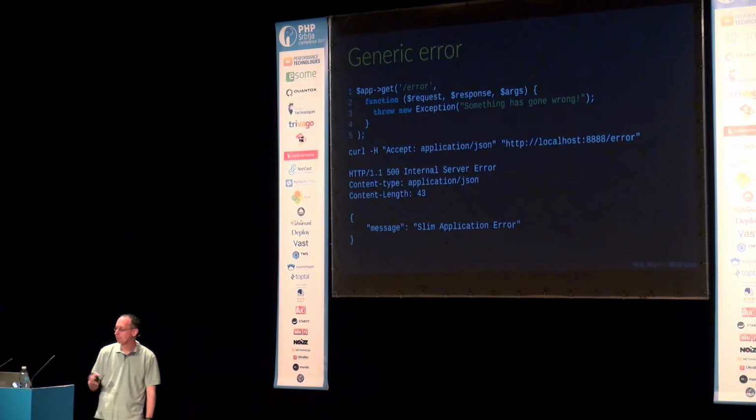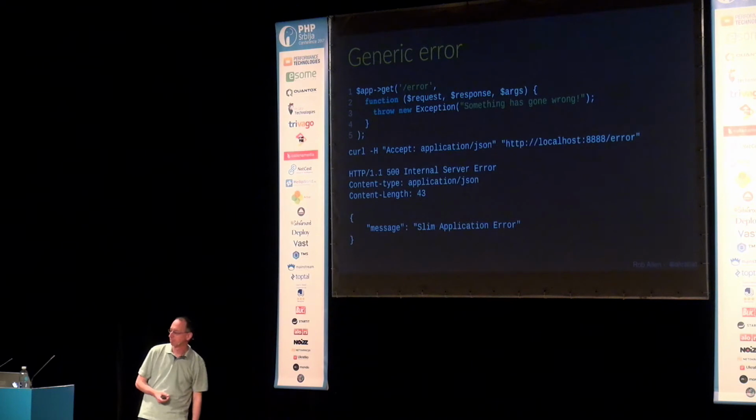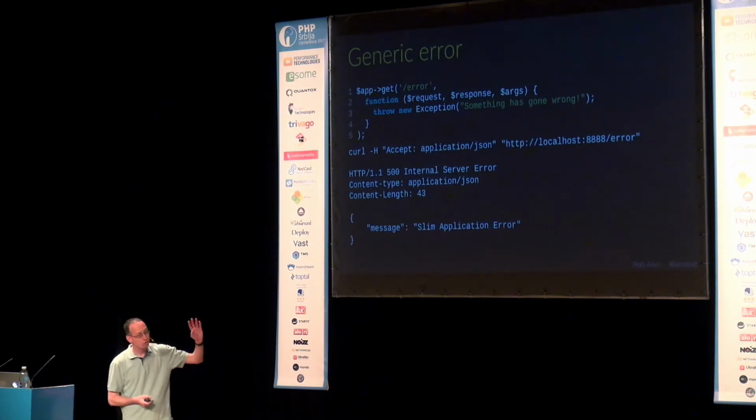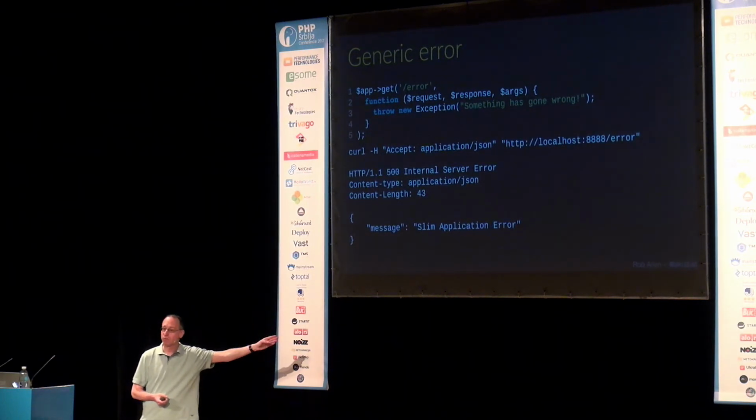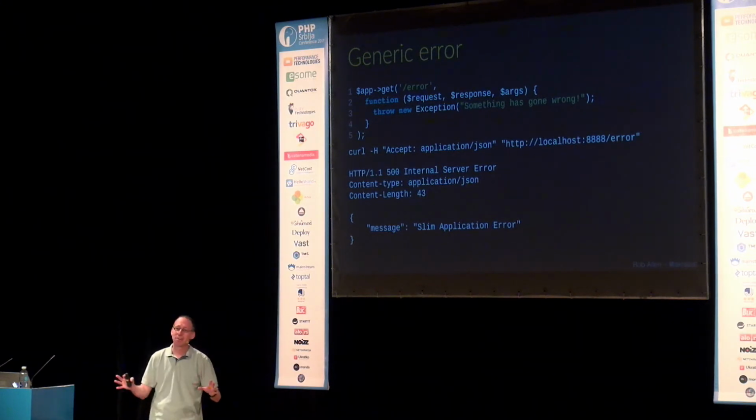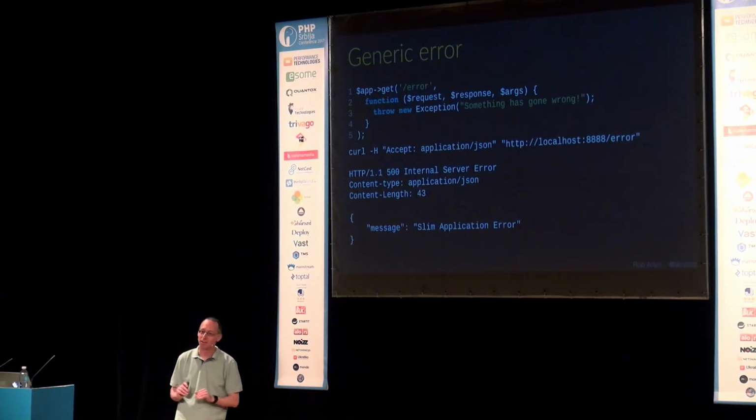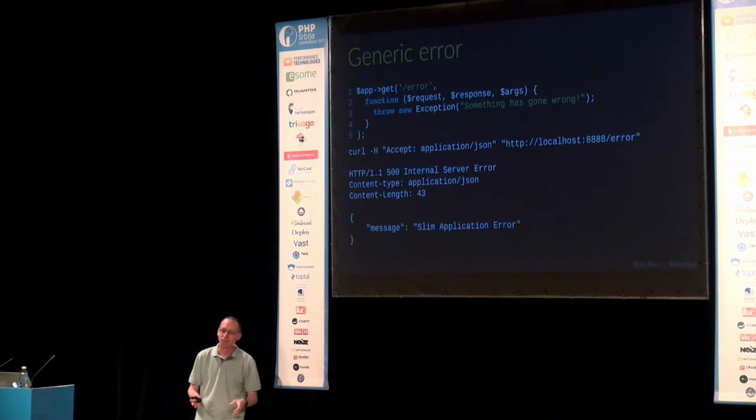Here I've called the /error endpoint, it threw an exception, I got this error message. You'll notice that there's not a lot of information about what went wrong. The entire error message is "Slim Application Error". That's not particularly helpful to you as a developer, but also it doesn't leak any bad information to an attacker. The exception's information is in your error log. We put it there for you automatically.